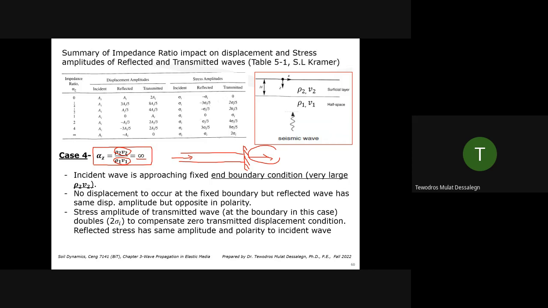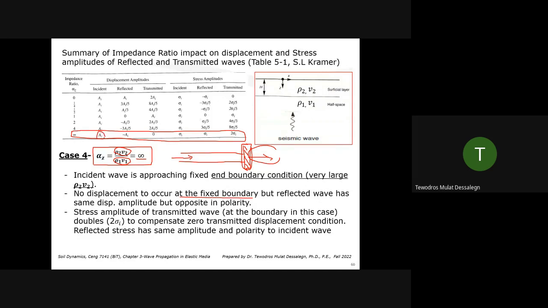So what happens is, because this is a fixed end, you will not have any deformation. All six degrees of freedom are 0. But you will have stress accumulating on this support, on this fixed end. So a wave comes through, hitting a fixed end. No displacement occurs at the fixed boundary, which means you can see it here. This is the last case in the table.